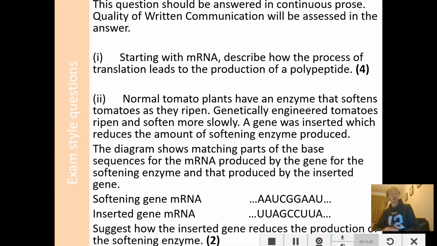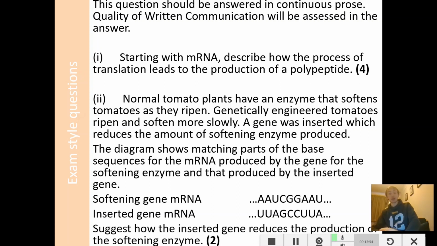And the answer to that question is not that it will create some kind of backwards anti-softening enzyme. That's not a thing, unfortunately. Reversing the order of some bases does not create the opposite protein. It creates no protein. So if we tried to translate that inserted gene mRNA, we probably wouldn't create anything of any use at all. But what would happen if I put that mRNA inside of a cell with a load of softening mRNA in it?